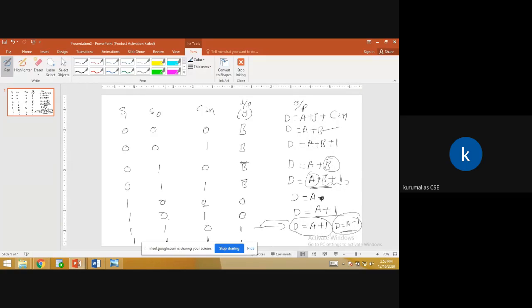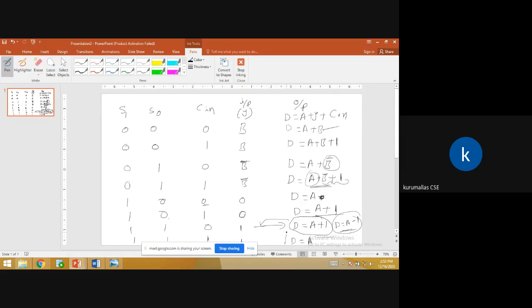The next one is 1 1 1 1. So how to give this one? C in is 1, A in is 1, and we can get D equal to A. How these two are D equal to A minus 1 and D equal to A, I'll explain in tomorrow's class. These two are different.